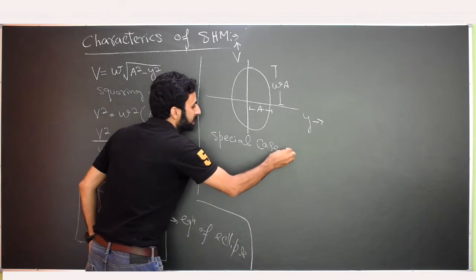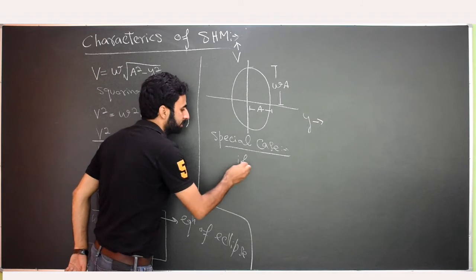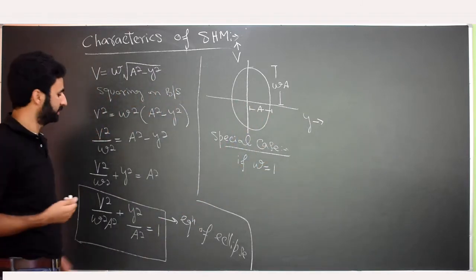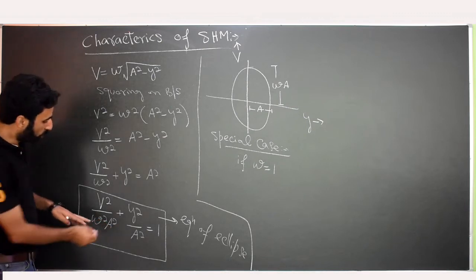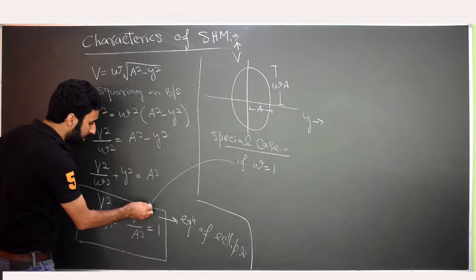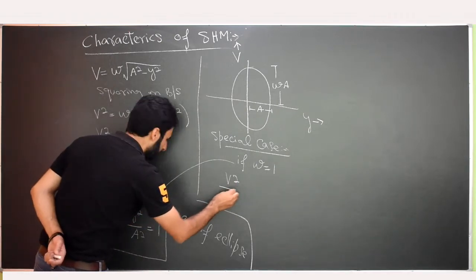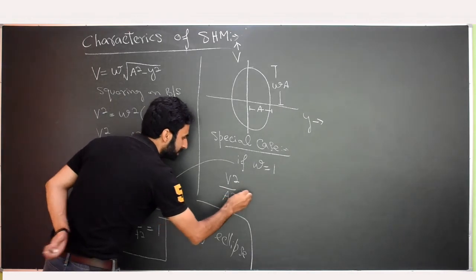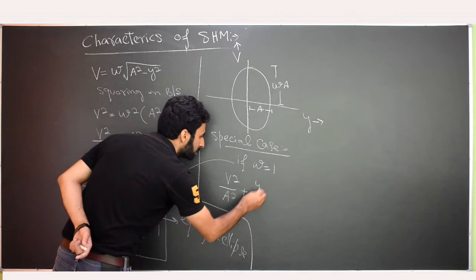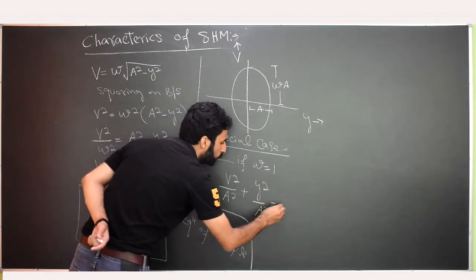There can be a special case. Suppose omega is equal to 1, that is, the angular frequency of the particle is 1 in any SI units. Once we substitute omega equal to 1 in this case, what we get is v square divided by a square plus y square by a square is equal to 1.